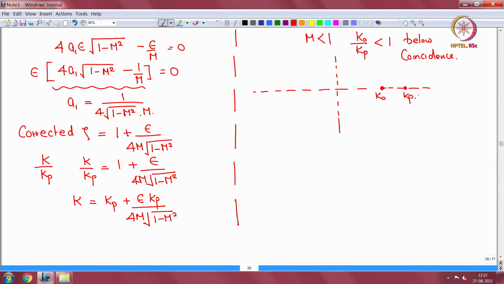Now, due to fluid loading, what has happened? The original kp was a real number, and it has been incremented by a small quantity. So it moves in here. Now, because we are below coincidence, this is subsonic. And we know subsonic waves do not make sound. They do not have a y component which can propagate.